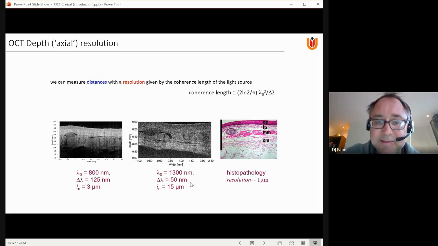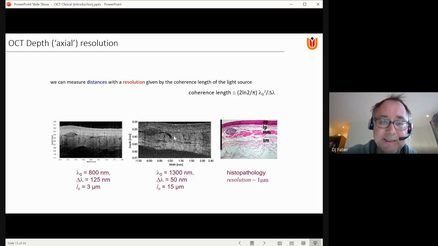So that is okay. The one in the middle is the same piece of tissue, but measured with an OCT system operating at a center wavelength of 1300 nanometers, so farther into the near infrared, and a bandwidth of, let's say, only 50 nanometers. Filling in these numbers will give you a coherence length, or an accuracy at which you can determine positions, of 15 micrometers, so 5 times worse. And you can see that in the image quality. It is not as sharp. It is more granular than the picture on the left.